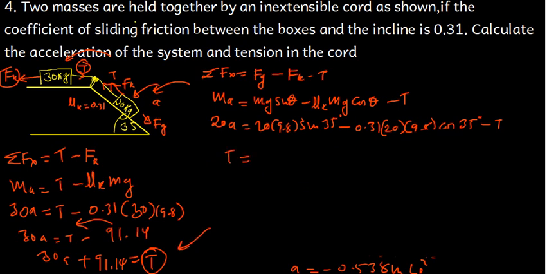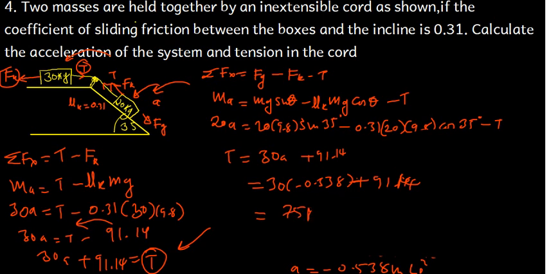So tension is equal to 30A plus 91.14. So that will give me 30 times the acceleration we've determined, negative 0.538, and then plus 91.14, sorry, I left a 1 there. So that is giving me a tension of 75 newtons. So that would be the tension for that problem. Alright.